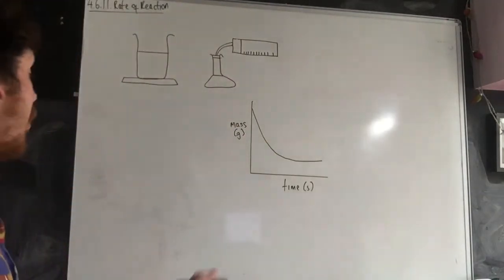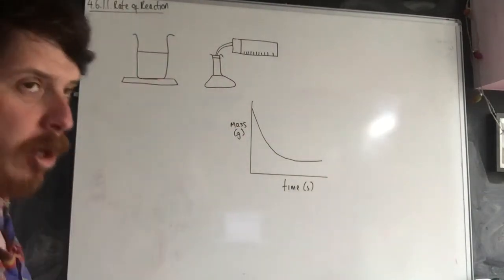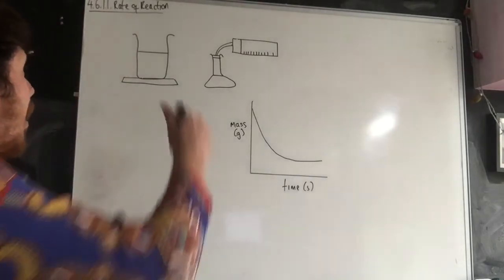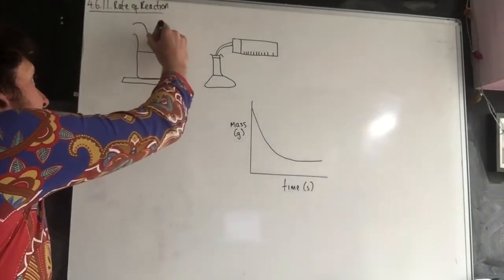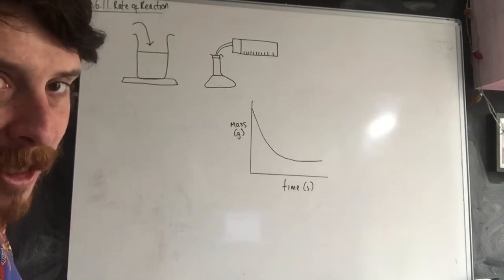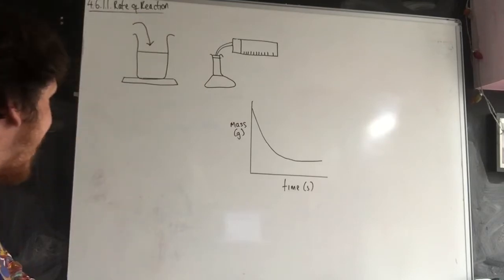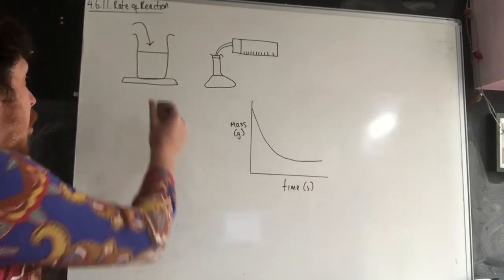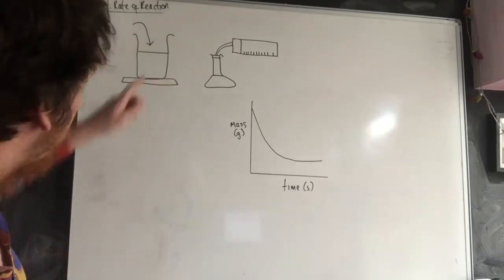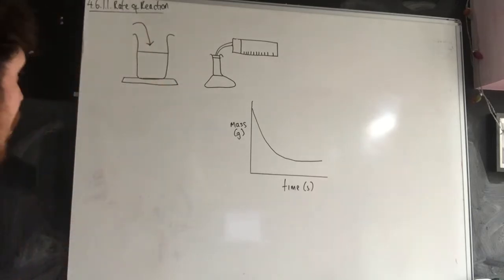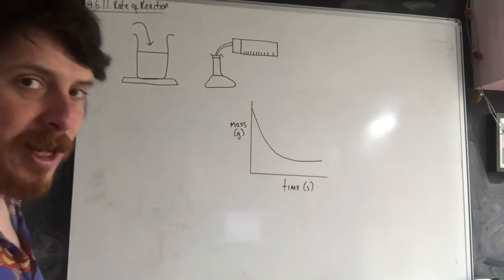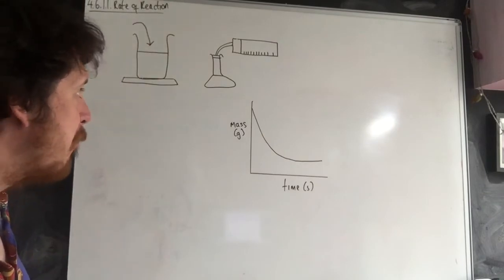If we have a known mass of liquid in here and we add a chemical into that liquid, they may react together and form a gas. And what would happen on the scales is the mass of the two added together would start to decrease as gas is added into the surroundings.